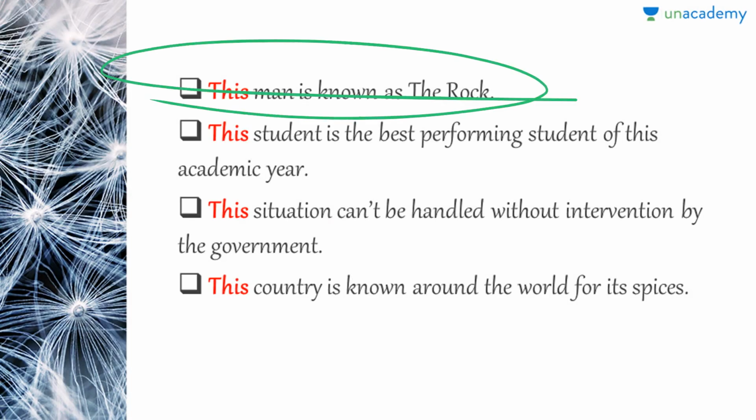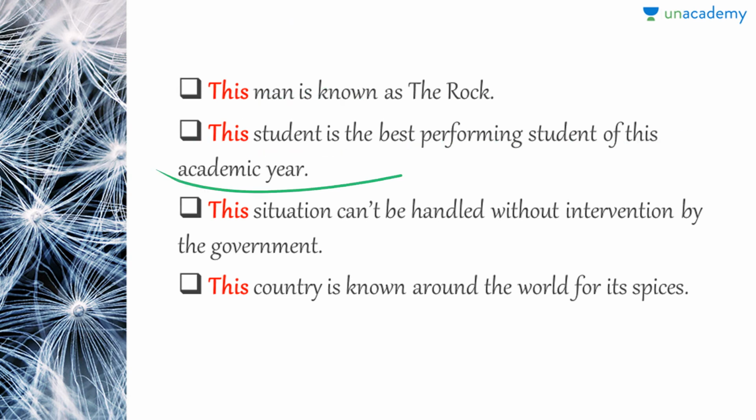For example: "This man is known as the Rock." You should not say "This is known as the Rock." Say "This man is known as the Rock." People should know you're talking about a man. Maybe they will think you're talking about a garden if you don't mention man. So mention that you mean a man. "This student is the best performing student of the year." Maybe in this sentence it will be fine if you don't mention the student, but it's important that you mention "this" and then the noun which you mean.